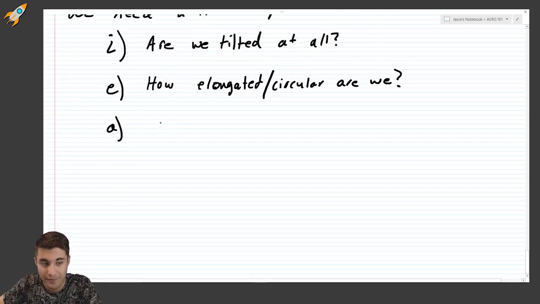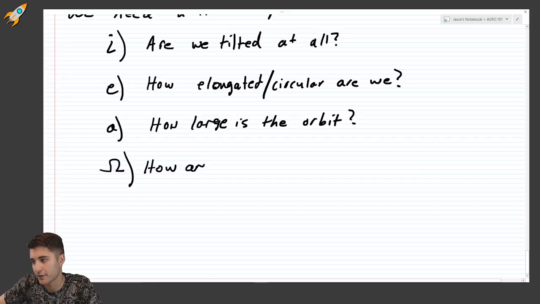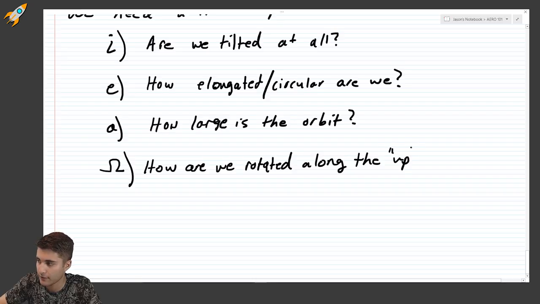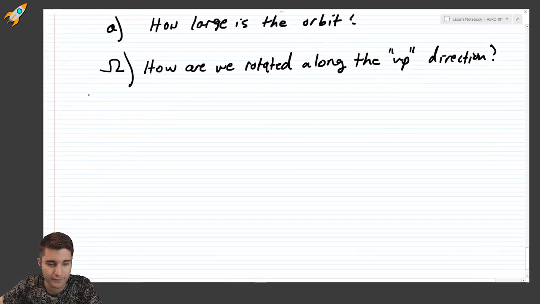Then we solved semi-major axis. How large is the orbit? Right? And then we had right ascension of the ascending node. How are we rotated along the up direction, right? And then we calculated little omega.